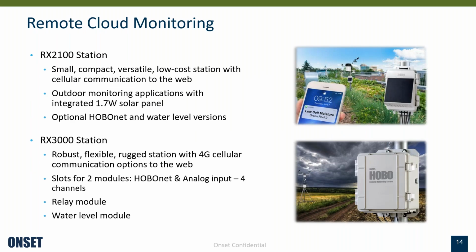A remote cloud, you've heard me refer to HOBOlink inadvertently. It's one of the popular cloud monitoring methods to get remote data. So this is available with all our cloud monitoring stations. We have actually six versions of the RX 2100 micro station.